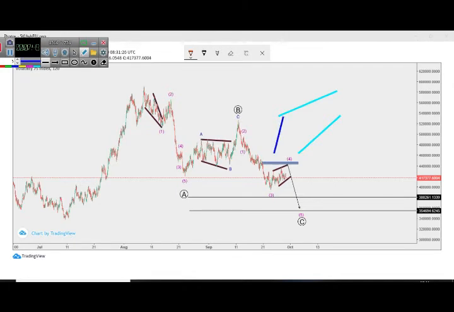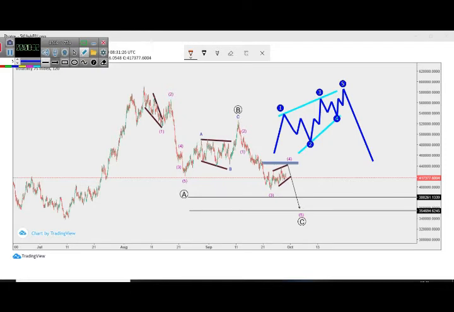As you can see, is the wave Y, B, C, A, B, C, A, B, C, A, B, C. So for the wave 4, we may have something like this: 1, 2, 3, 4, 5. Then a big move to the downside.